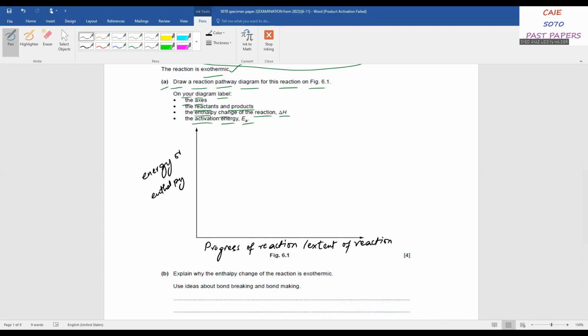This is an exothermic reaction, so the reactants are at a higher energy state than the products. So this is the reactant, and this is the product. You'll get an energy hump like this. On the reactant side, you will write the formula of all the reactants. On the product side, you will write the formula of all the products produced.